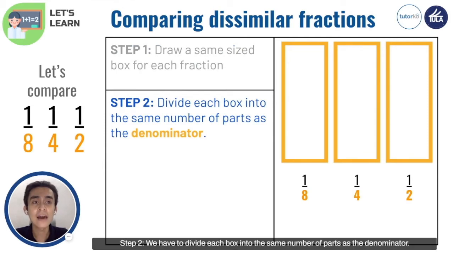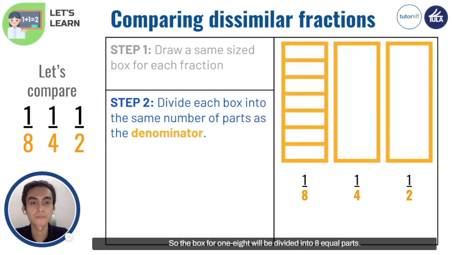Step 2. We have to divide each box into the same number of parts as the denominator. So the box for 1/8 will be divided into 8 equal parts. The box for 1/4 will be divided into 4 equal parts. And finally, the box for 1/2 will be divided into 2 equal parts.